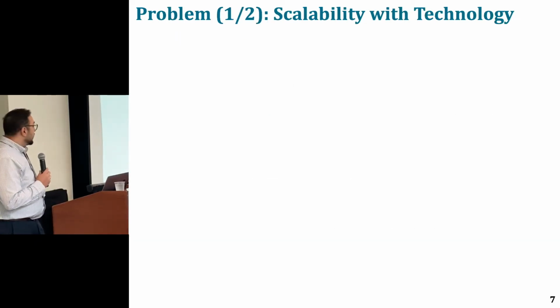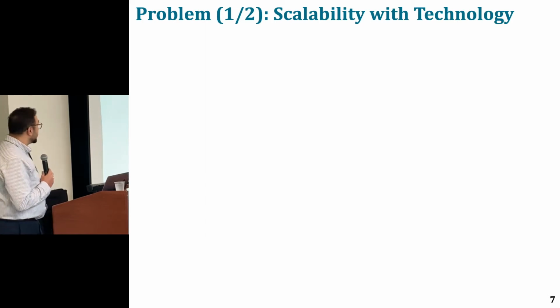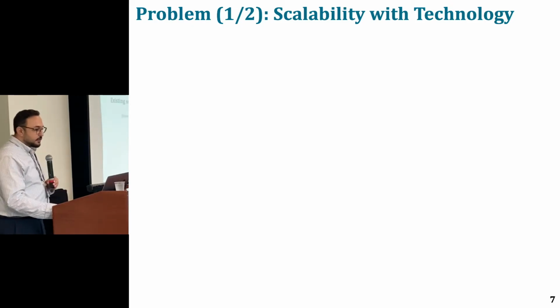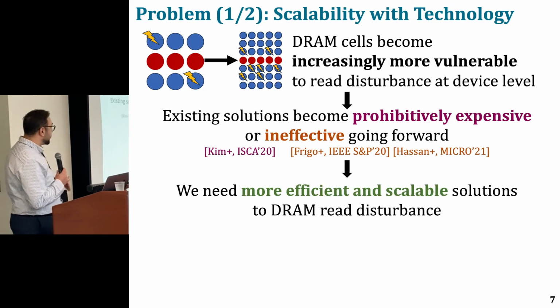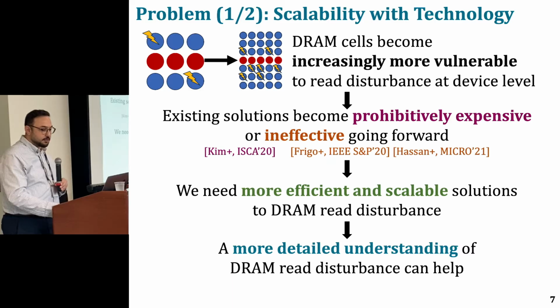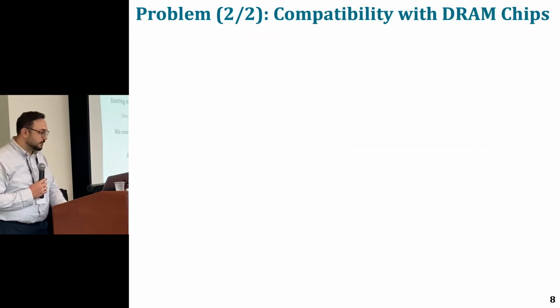With this background, my thesis identifies two problems. The first one is scalability with manufacturing technology. As DRAM cells become increasingly more vulnerable, prior works already show that existing solutions become prohibitively expensive or ineffective going forward, and therefore we need more efficient and scalable solutions to read disturbance. We believe that we can achieve this by building a more detailed understanding of DRAM read disturbance.